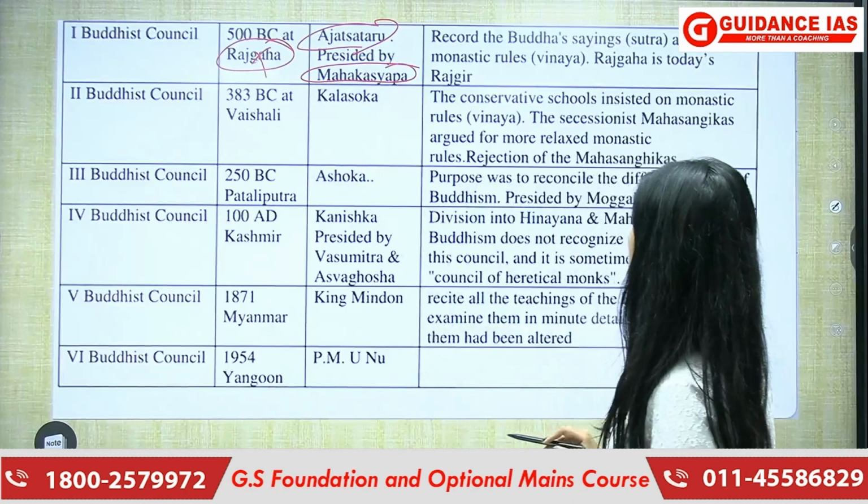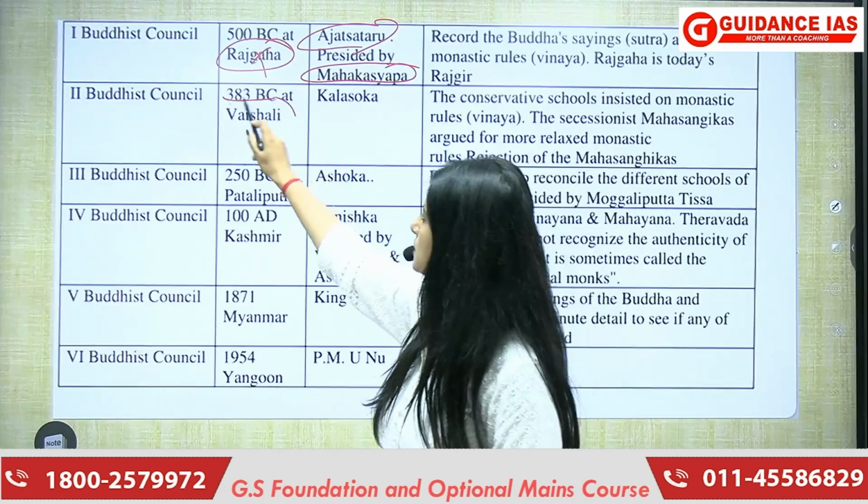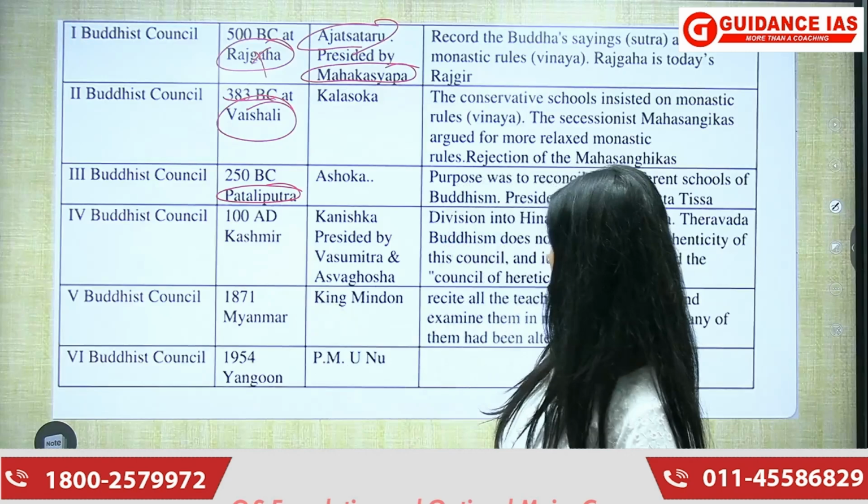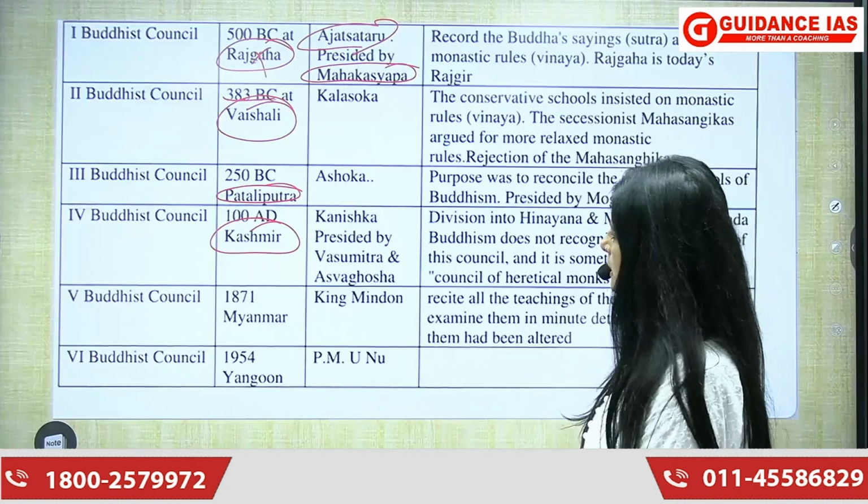383 BC में वैशाली में. So the places are important, third council Pataliputra, then Kashmir, four only you can remember. Fifth and sixth are not that important. But aap char yaad rakhiye. Kanishka ke time mein ye hui thi. Third jo hai aapki Ashoka ke time mein hui thi.